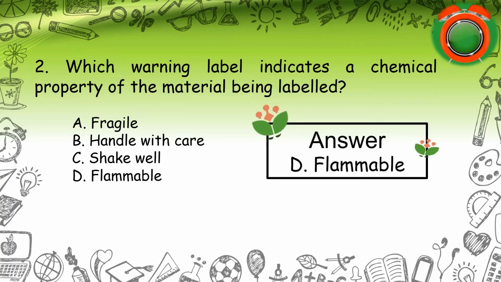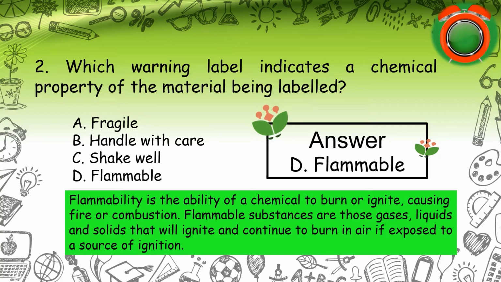The correct answer is D. Flammable. Flammability is the ability of a chemical to burn or ignite, causing fire or combustion. Flammable substances are those gases, liquids, and solids that will ignite and continue to burn in air if exposed to a source of ignition. And that is a chemical property of a certain material.